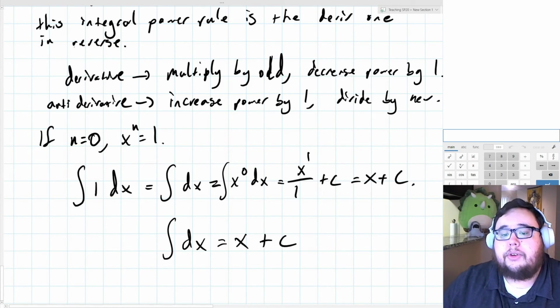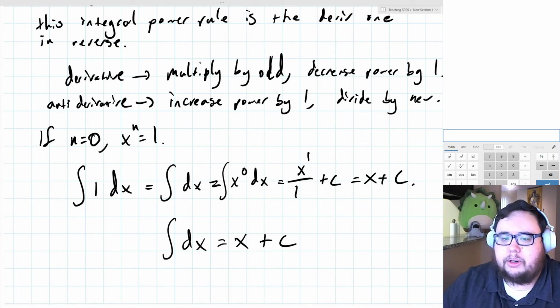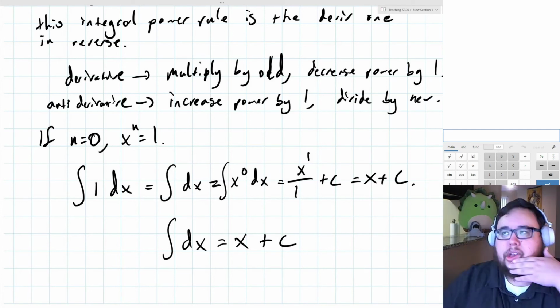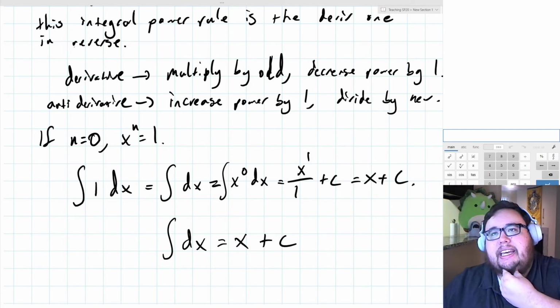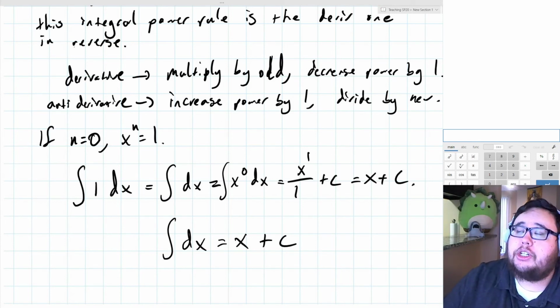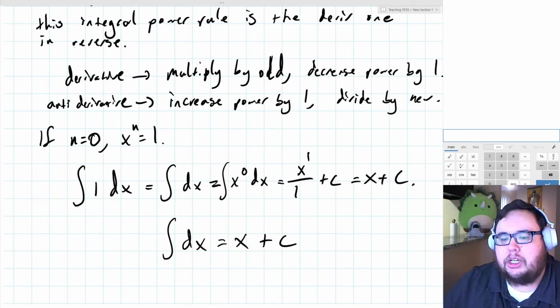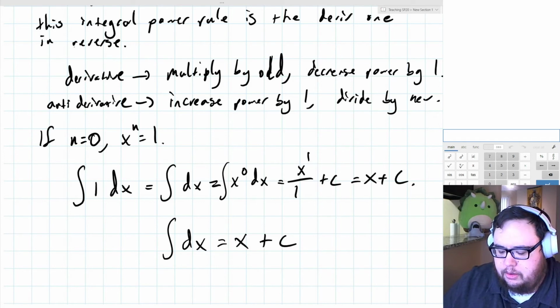By the way, you guys are going to forget your plus c's a lot, and I'm probably going to end up taking points off for missing plus c's. Be careful. Try not to forget plus c's. They're important. Whenever I'm asking for an indefinite integral, your answer will be an expression, a function of x, with a plus a constant on the end. Okay.